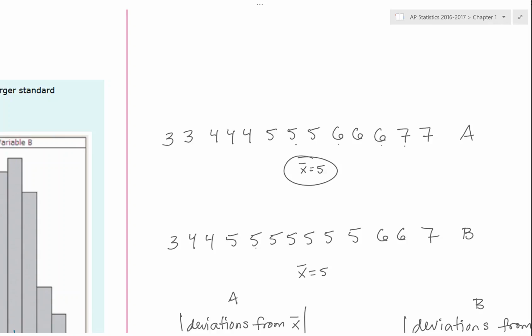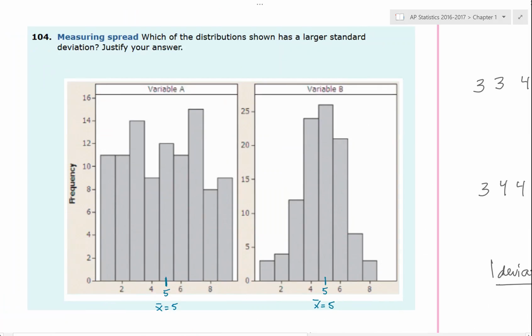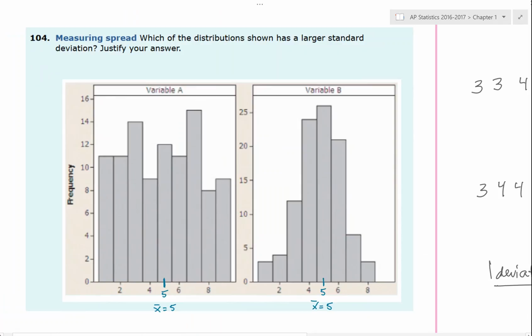So look at the numbers that I've chosen for variable A and the numbers that I've chosen for variable B. What's different between variable A and variable B? There are more fives, okay? Do you see how this reflects what we see in the histogram? It's not exactly the same, but it's the same idea, right? More values in the middle, more values equal to the mean, right? So there's a greater frequency of values.